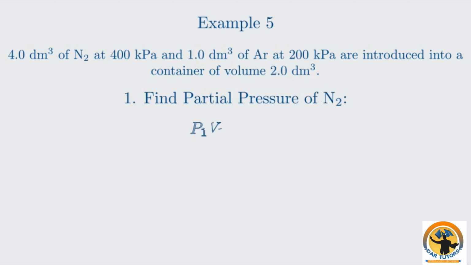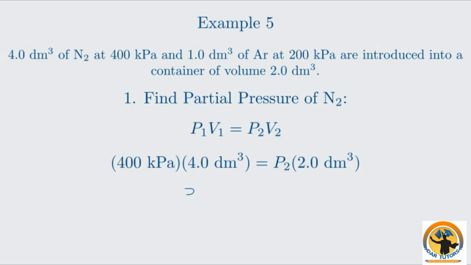First, we calculate the partial pressure of nitrogen. It was at 400 kilopascals in 4.0 cubic decimeters and is now in 2.0 cubic decimeters. Using Boyle's law, P1V1 equals P2V2, we find the new partial pressure, P2, of nitrogen is 800 kilopascals.